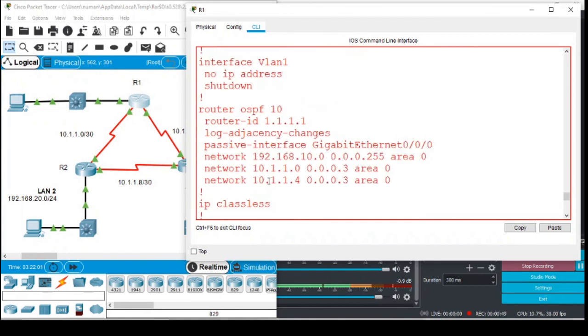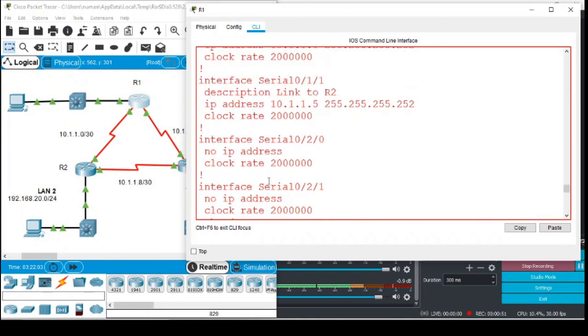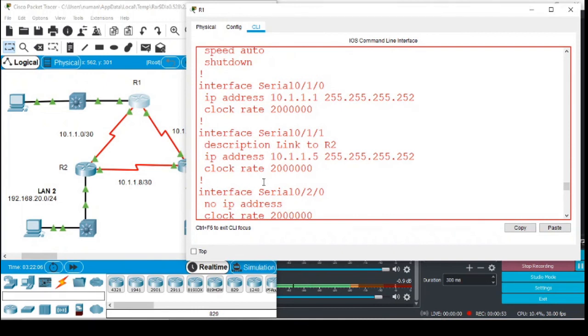And remember this one point: never configure a passive interface on an interface that is connected to another router. For example, if I configure the passive interface on this serial interface, it will break the neighbor relationship and the OSPF update will not be forwarded to this router. So that is the problem. You must always enable the passive interface only on interfaces connected to the local area network, like Ethernet, gigabit Ethernet, whatever.